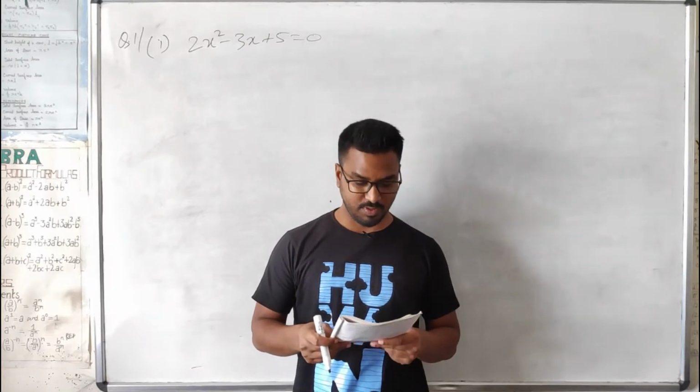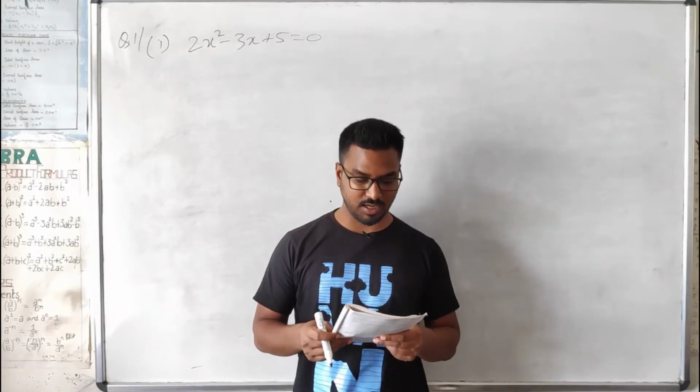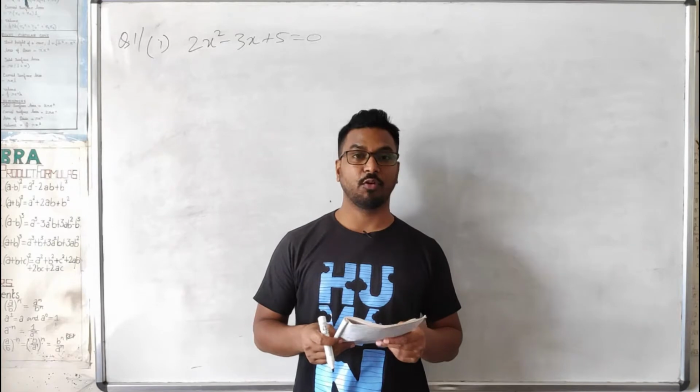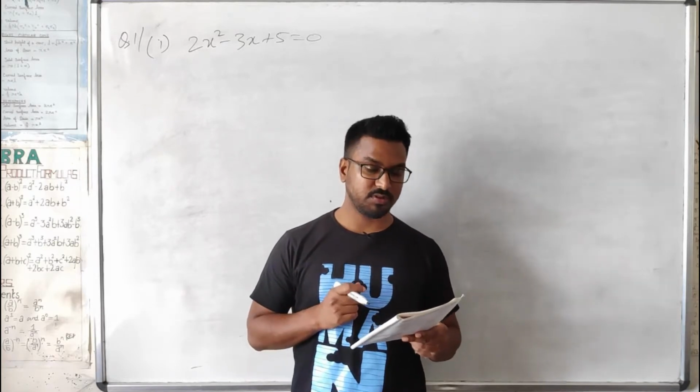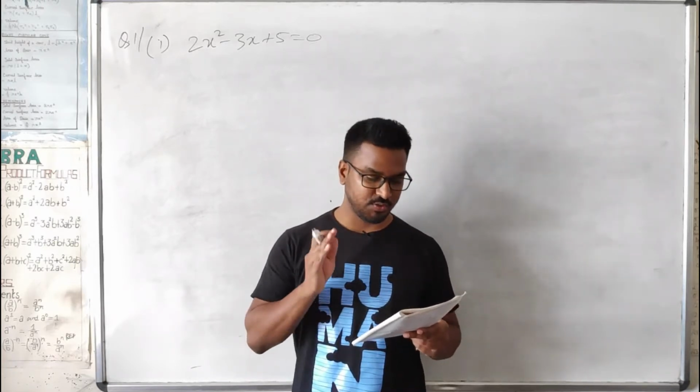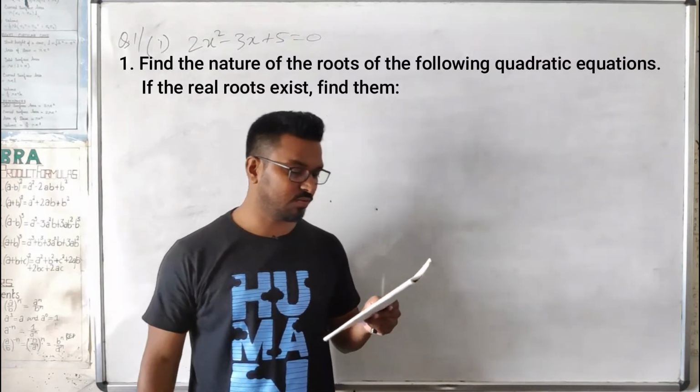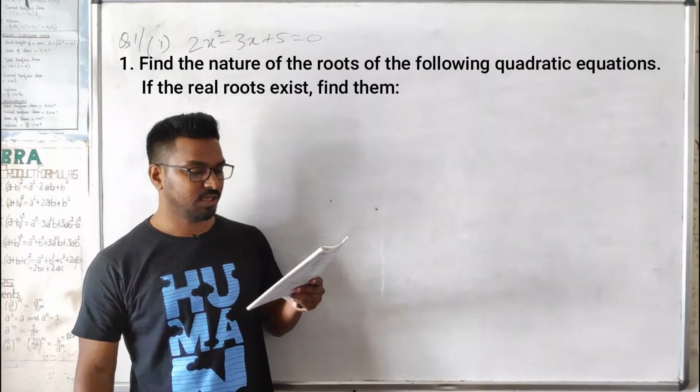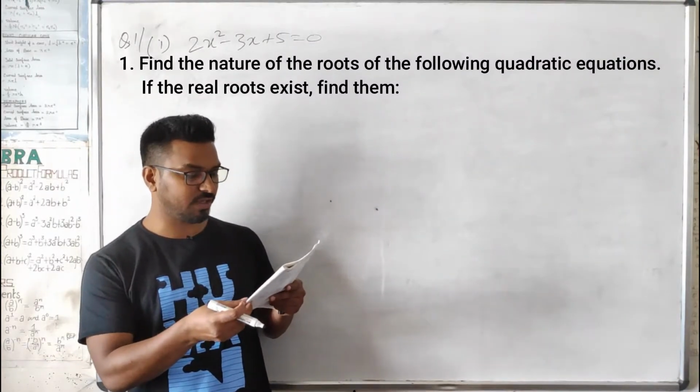In my previous video I did up to exercise 4.3. So we'll continue with the next exercise. The first question is: find the nature of the root of the following quadratic equation. If the real root exists, find them.